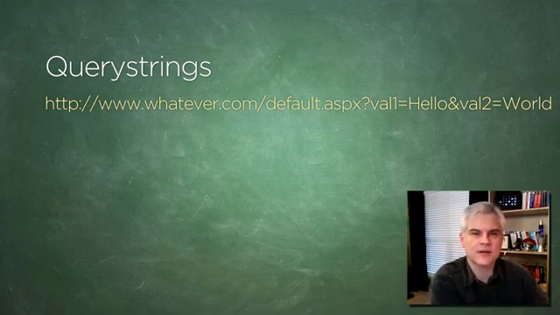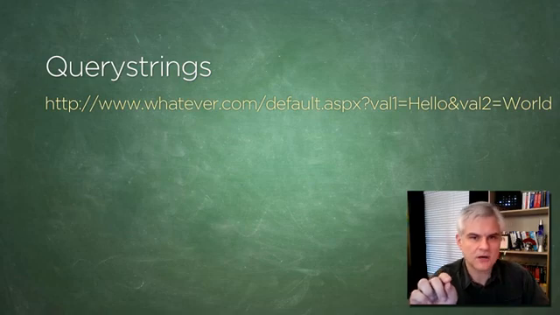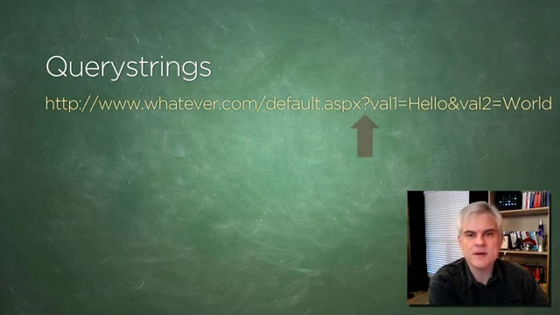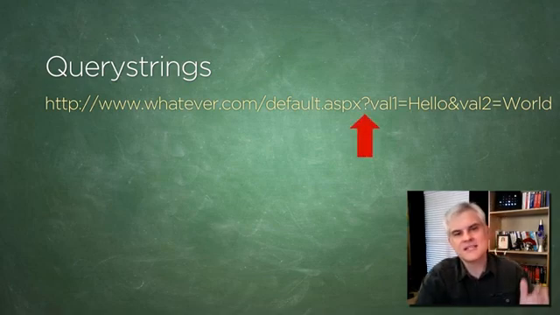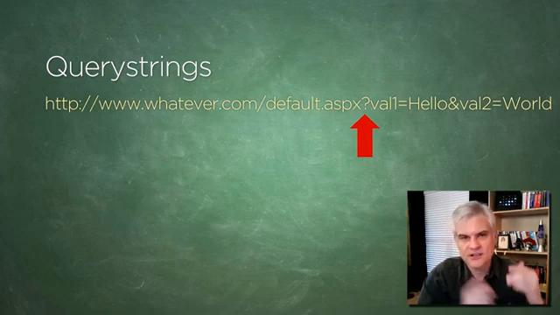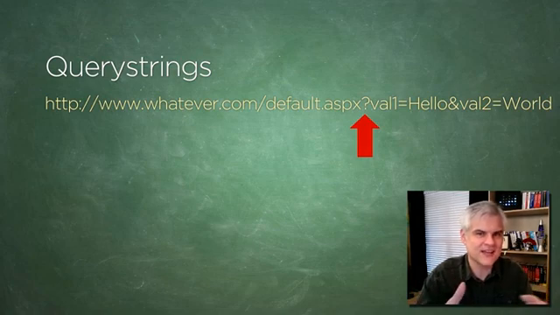Take a look at the URL on screen. www.whatever.com/default.aspx. Then there's a question mark, and then val1 equals hello, and then an ampersand, and val2 equals world. So let me explain what each of these things is doing. You can pretty much, for the most part, ignore everything up to the question mark with regards to query strings. It's everything after the question mark that is a query string. The question mark clues you into the fact that we're querying, and so everything after that is a query string.